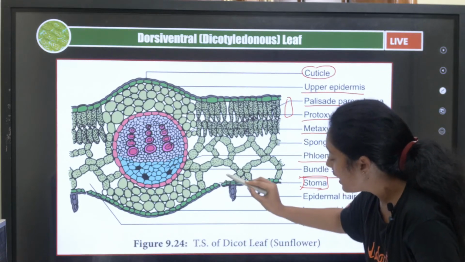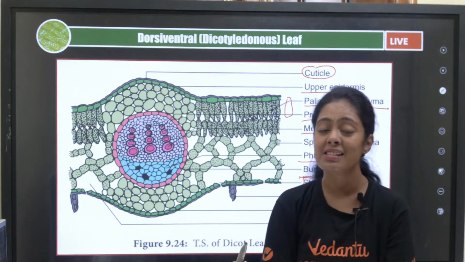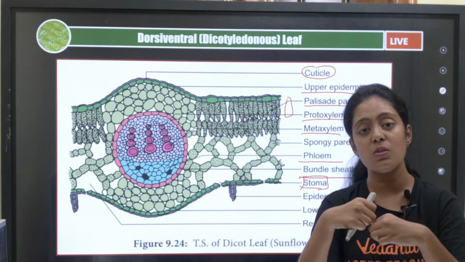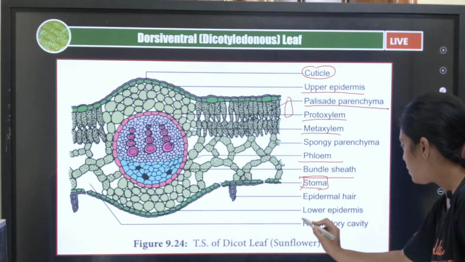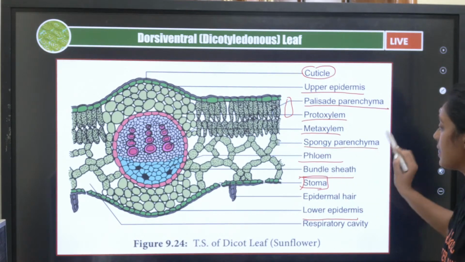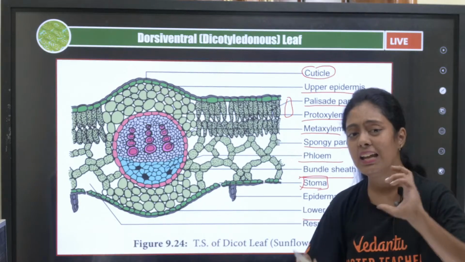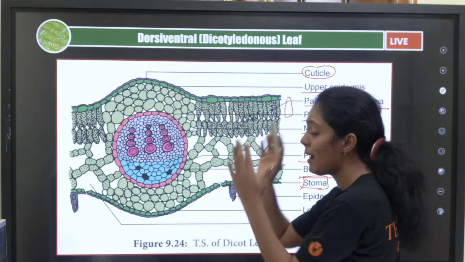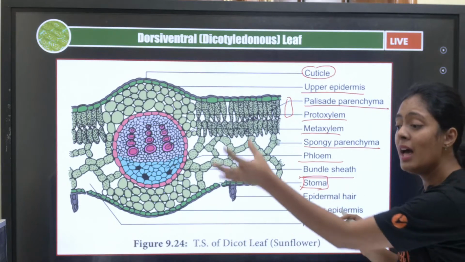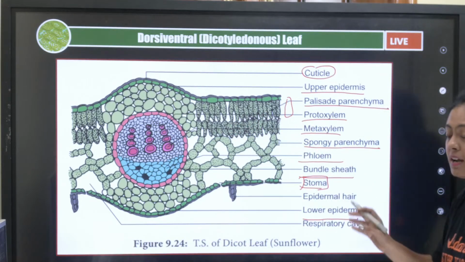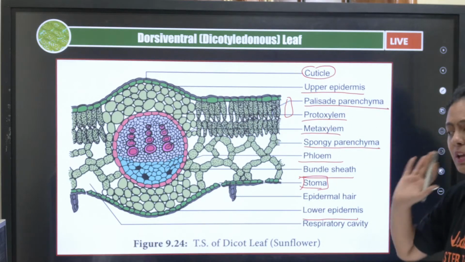Okay, so inga irukka, the stoma will be surrounded by guard cell. The guard cell will control the opening and closing of your stoma. All that we have already discussed. Okay, so this is your lower epidermis. Lower epidermis la irukadhu spongy parenchyma. Enna pasangala puriyudhu, this palisade parenchyma are arranged very compactly, whereas the spongy parenchyma are arranged in a very loose manner. They are arranged loosely. That is very, very important.